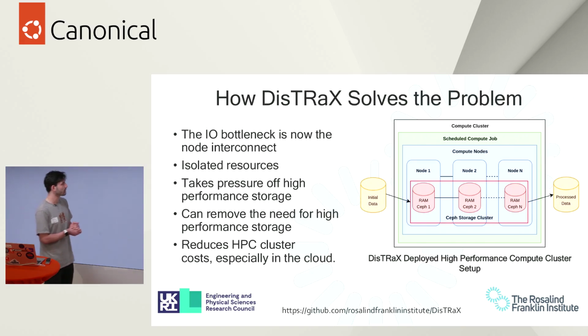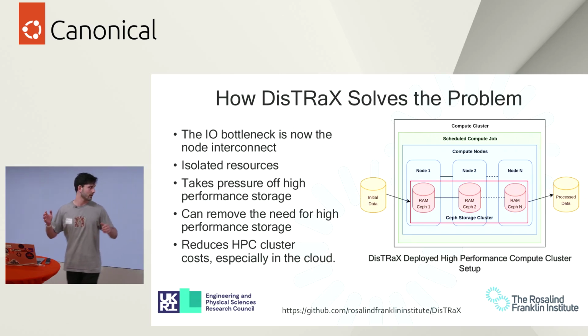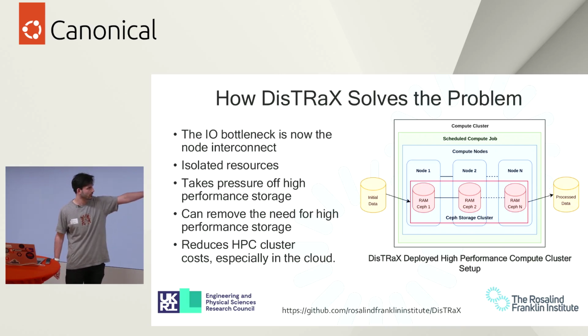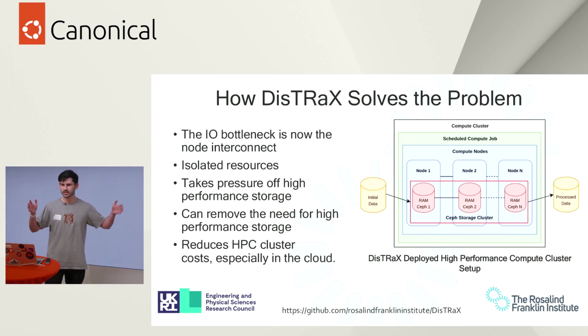This solves the problem by now moving the I/O bottleneck to the node interconnect, which is often a higher network rate. It takes the pressure off the high-performance storage cluster, so we can make sure that all of our jobs are just operating within a nice wrapped-up environment, which reduces the costs in the cloud as well, because we can essentially get to a point where we don't even need to deploy a high-performance file system anymore. If we have enough RAM and a particular setup, we can just deploy this as and when we need it.